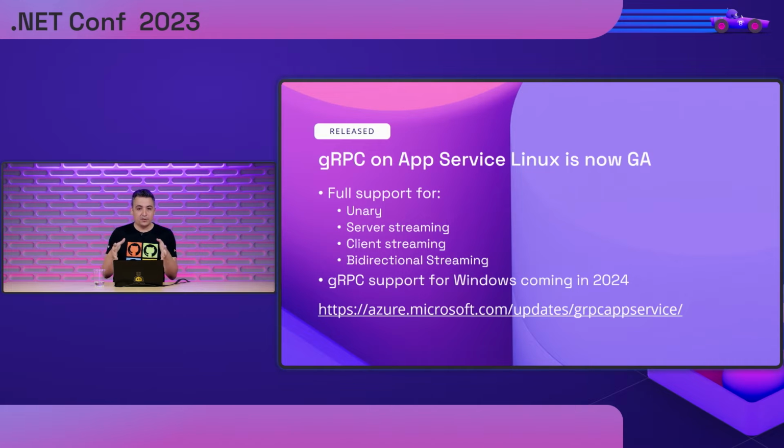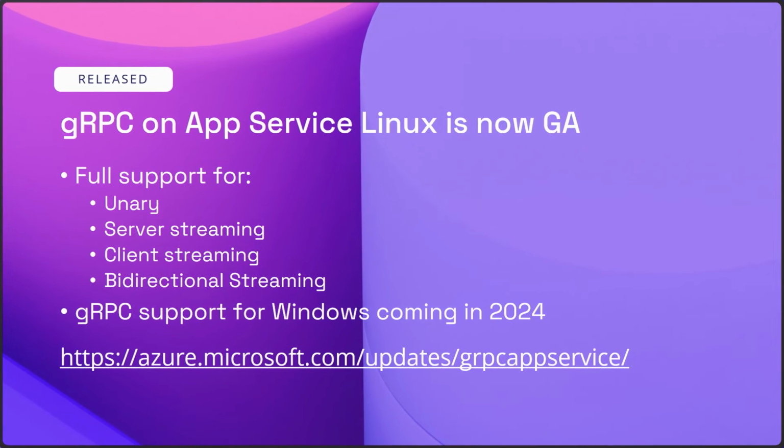So this is something that is GA. It's available on App Service Linux. It doesn't matter if you're doing .NET, Java, Node, or Python. If your language and framework supports gRPC, you can host that backend on App Service, and you can talk to that client on your front end.